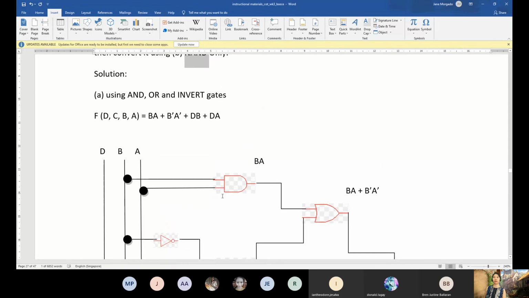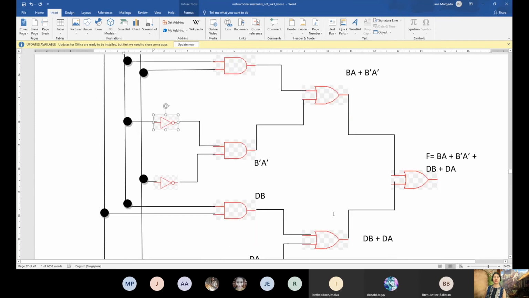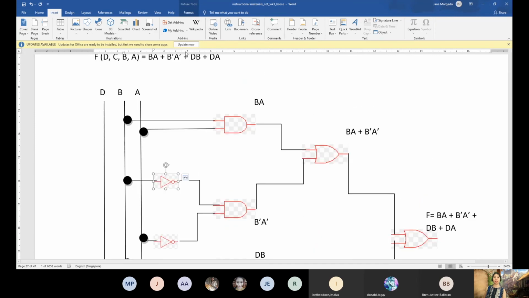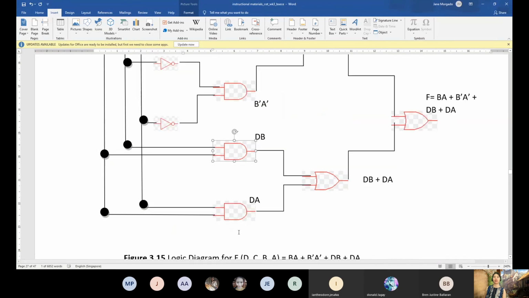Okay, BA. So we have BA here, connected to BA. Then B prime A prime, so we have inverters. Sorry for my drawing, it's not good. Then we have DB, so we use an AND gate here, and DA.